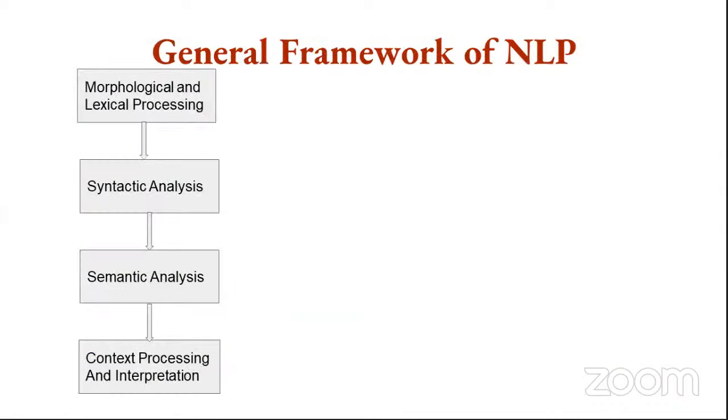So generally, in NLP, there are 4 layers of operations. One is the morphological and lexical processing, so you have to work at the word level. You can have different prefixes and suffixes associated with a particular word, so we need to find out the root form of the word. That is called the lexical processing.